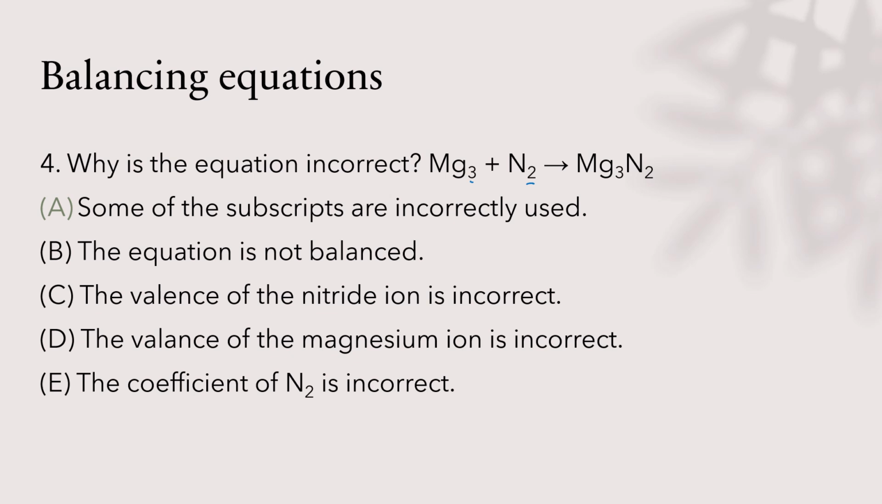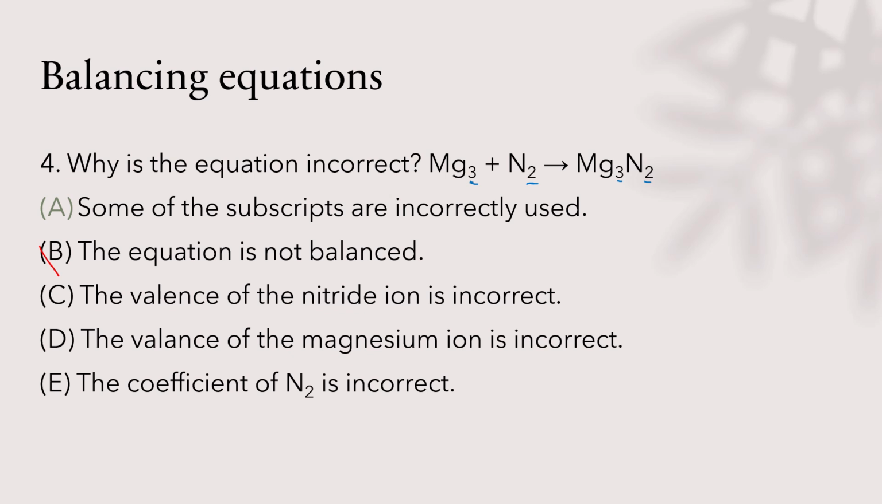So let's look at A. First choice is saying some of the subscripts are incorrectly used. Okay, so that means these little subscripts that we just pointed out. That's possible. I think that could possibly be a choice. So let's look at the other choices. The other choice B says the equation is not balanced. Well, it's clearly balanced if we're looking at making sure that there's the same amount of magnesiums and nitrogens on both sides. And there is, so it's definitely not B.